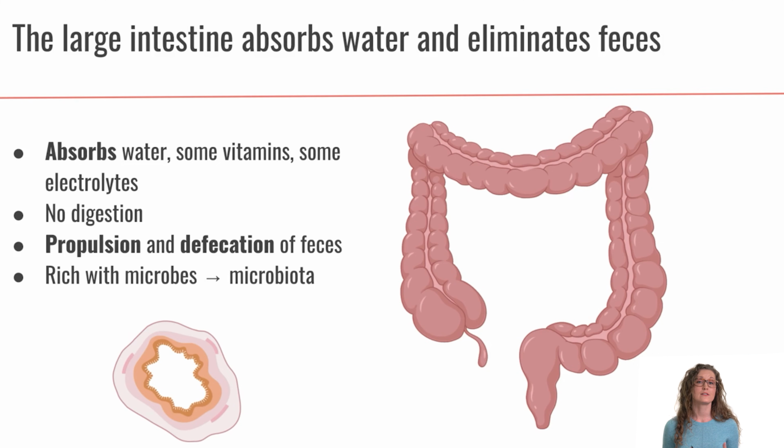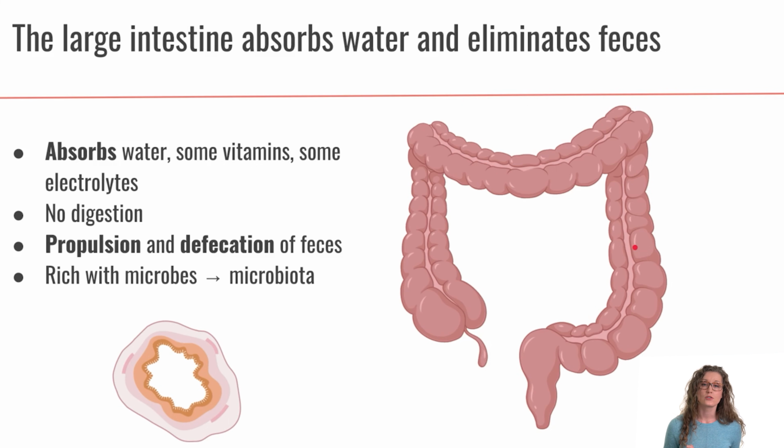The large intestine is also involved in absorbing some vitamins and some electrolytes. There's no digestion that's going to be going on in the large intestine. All of the digestion has already taken place in the small intestines. And I'm just going to clarify that a little bit by saying there's going to be no digestion by human enzymes that is going to be taking place in the large intestine. More on that in a second.